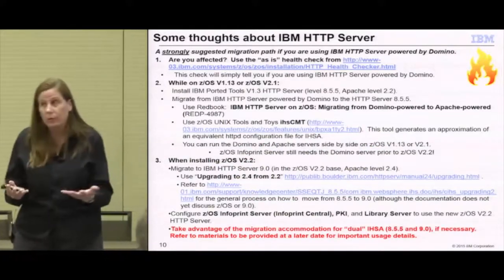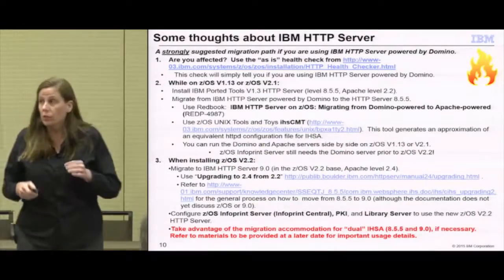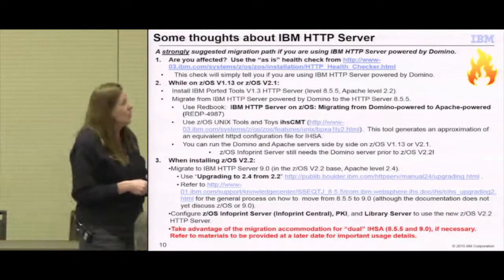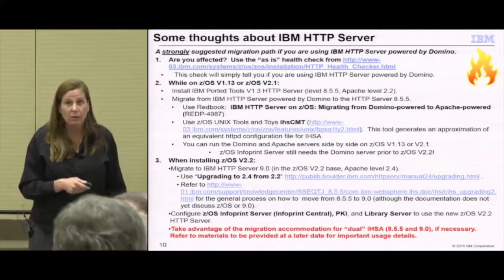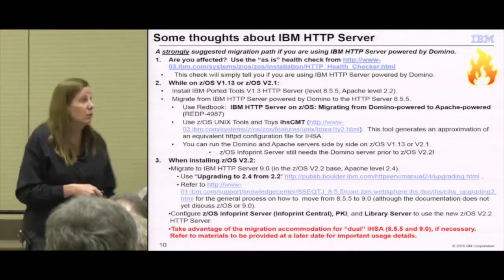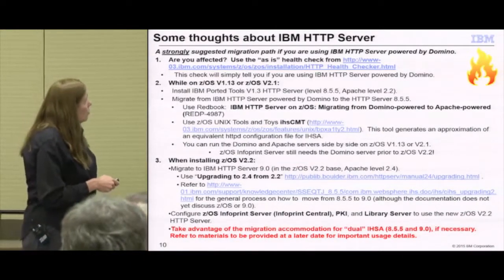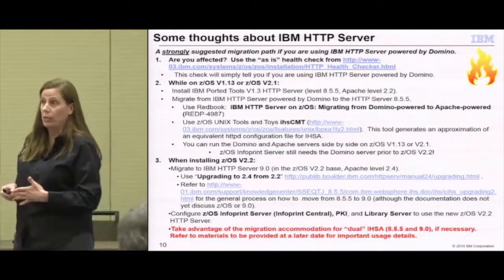Okay, so speaking of this, because I think this is a very important migration action for 2.2. In fact, it's the biggest migration action for 2.2. And so I have some strongly suggested migration recommendations in this area, and I strongly recommend you use this as the migration path, okay, to get off of Domino and onto the Apache IBM HTTP server. Okay, so the first thing you need to do is decide, are you affected by this migration action?